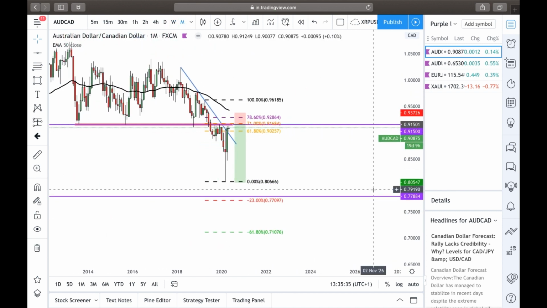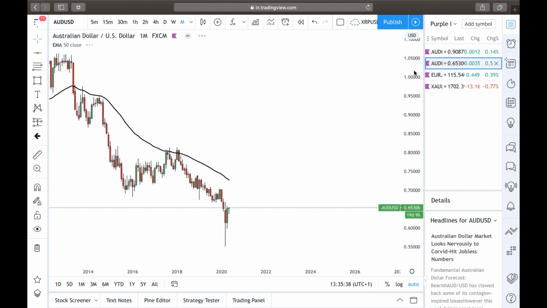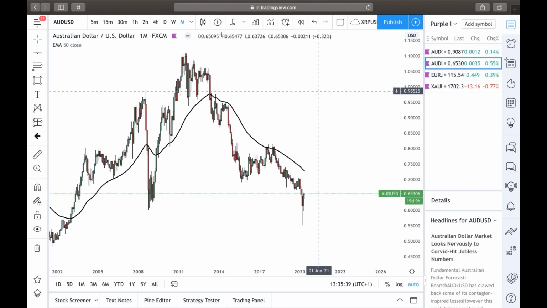That's it. That's what trading should be like. It's this simple. You don't need to overcomplicate everything. Okay.